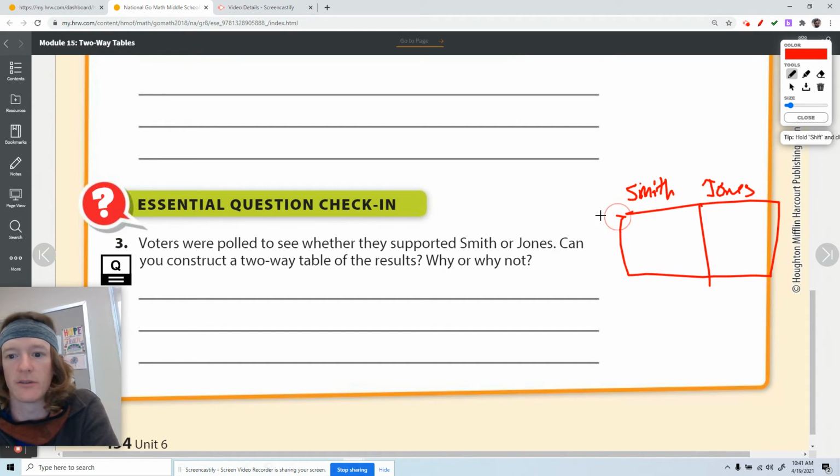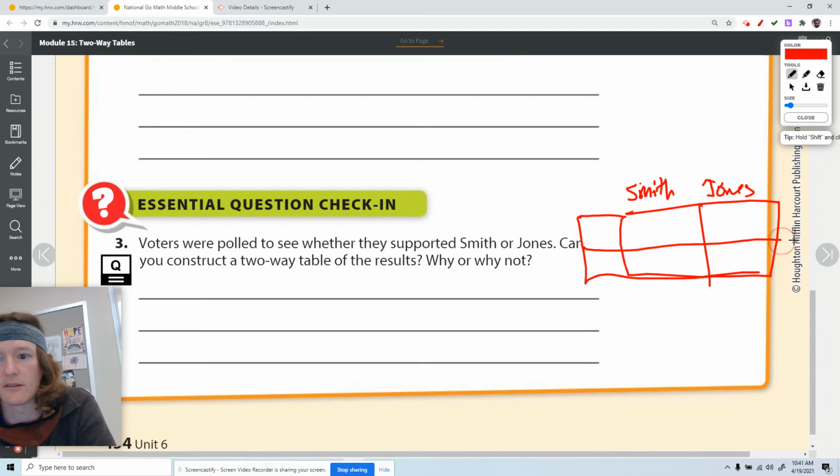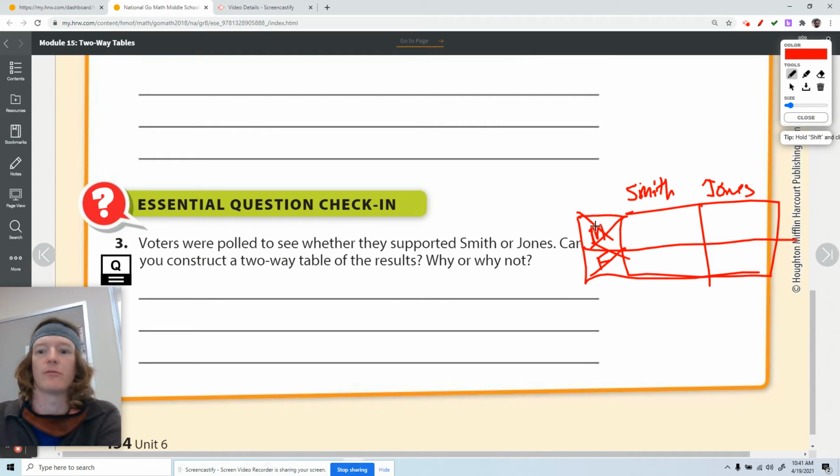Can we make a two-way table out of this? Let's see. What would these boxes be? Maybe we could do male and female. We could do people under 40 and people over 40. Definitely, we would just have to figure out what our other category would be.